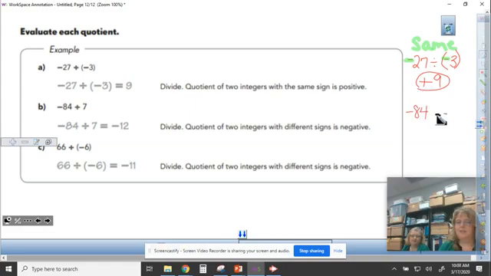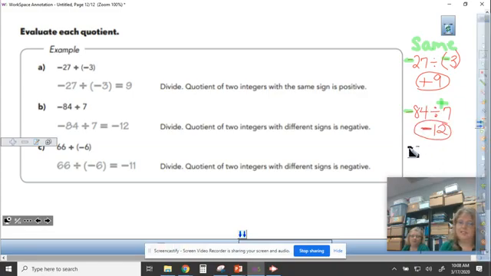Examples like a negative 84 divided by a positive 7. I'm thinking, are my signs the same or different? And this time they're different. If they're different signs, it's going to be a negative answer. And then I have 84 divided by 7, which is 12. So I end up with a negative 12.